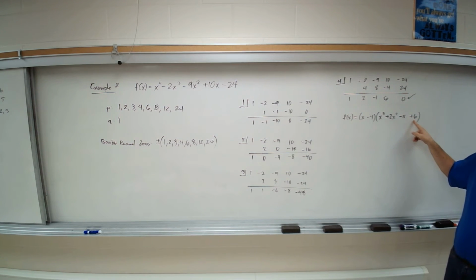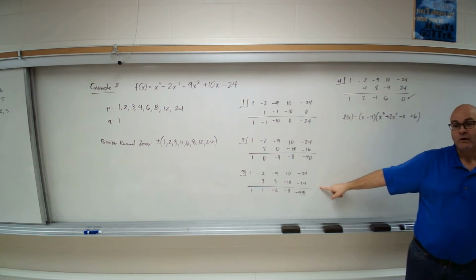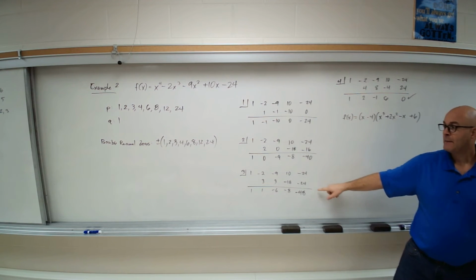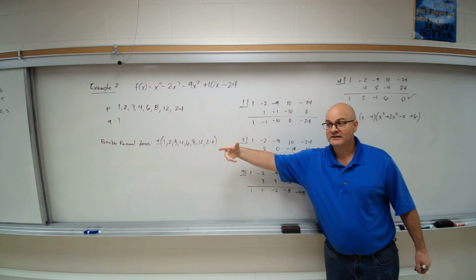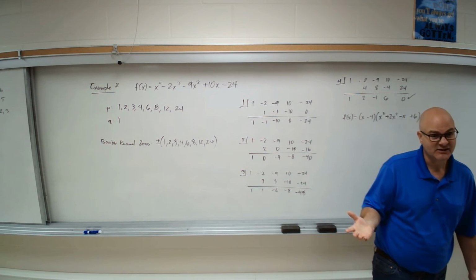So could 6 potentially work? Yeah, but I've already tried 1, 2, and 3, so I don't want to try 1, 2, and 3 again. Does that make sense there? And obviously, well, hopefully obviously, 8, 12, and 24 don't go into 6. So it wouldn't make any sense to try those.